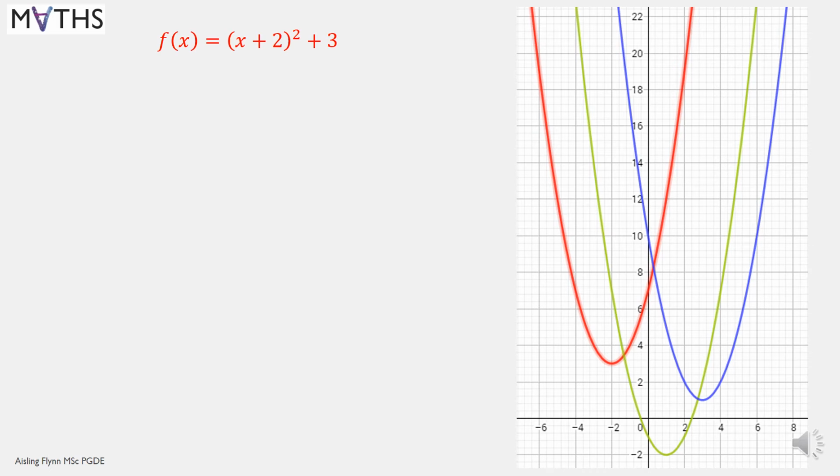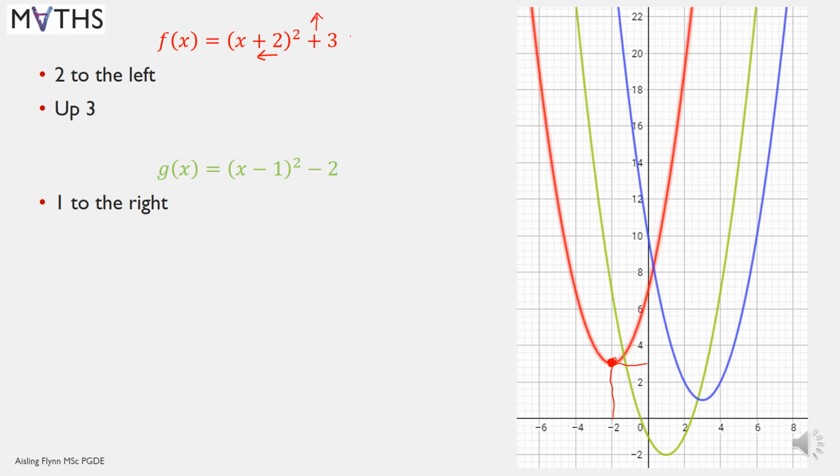Okay, so here's a few to compare. So f of x, when f of x is (x plus 2) squared plus 3, this gives the red graph on the graph paper there. It's telling me to go 2 to the left, so plus means you go left, and 3 up. Okay, so that's 2 left and 3 up, and you get your vertex. Okay, that's the red graph.